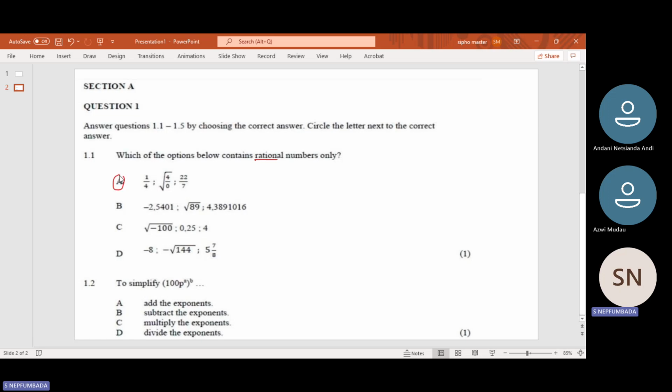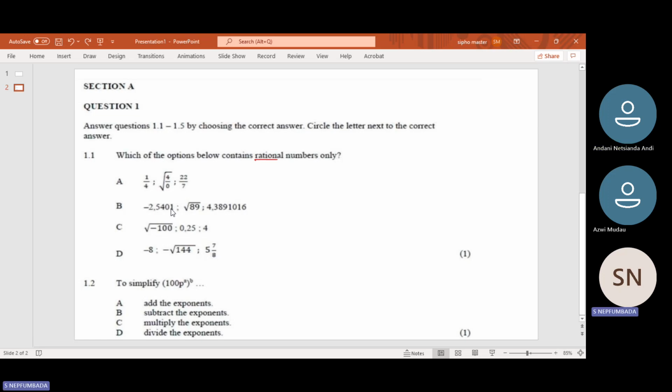Is it A? Let's check. 1 over 4. When you press 1 over 4 on your calculator and you press SD, what do you get? Everyone, press 1 over 4 on the calculator. 0.25, right?